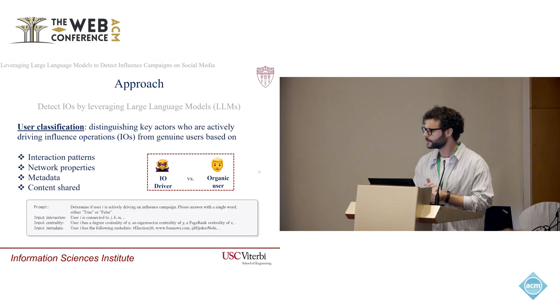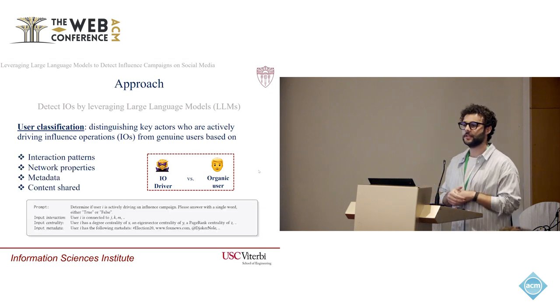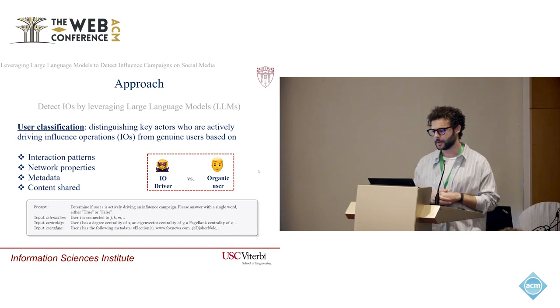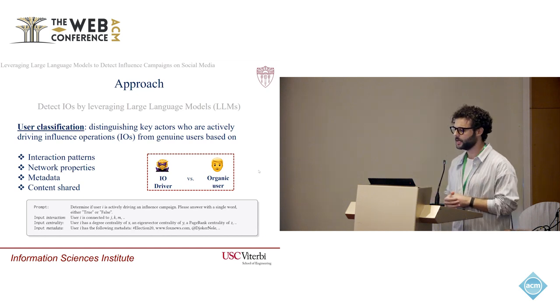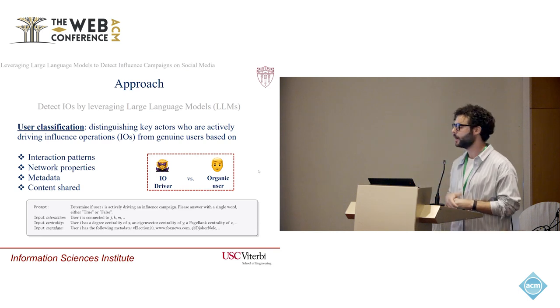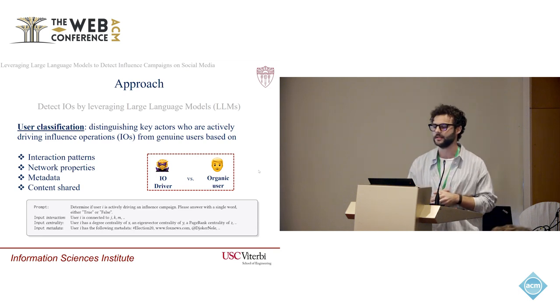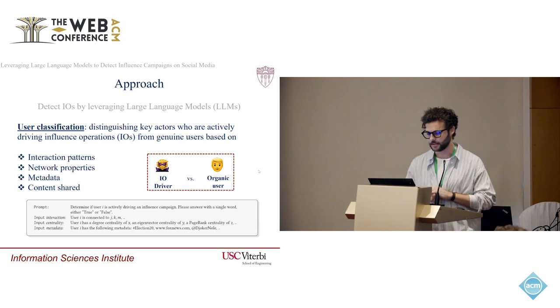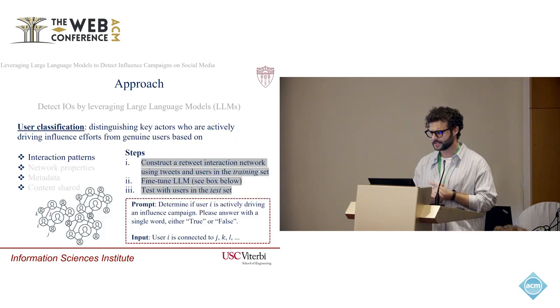We propose four models, based on different information that we use as input to these LLMs. We have a model based on interaction patterns. We have another model based on network properties of the interaction network. We have another model based on shared metadata. And finally, we have a model based on the textual content shared by these users. So let's unpack this.